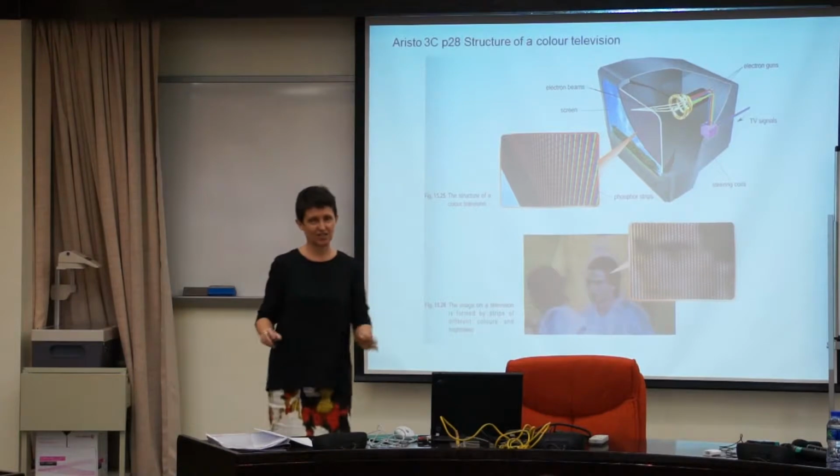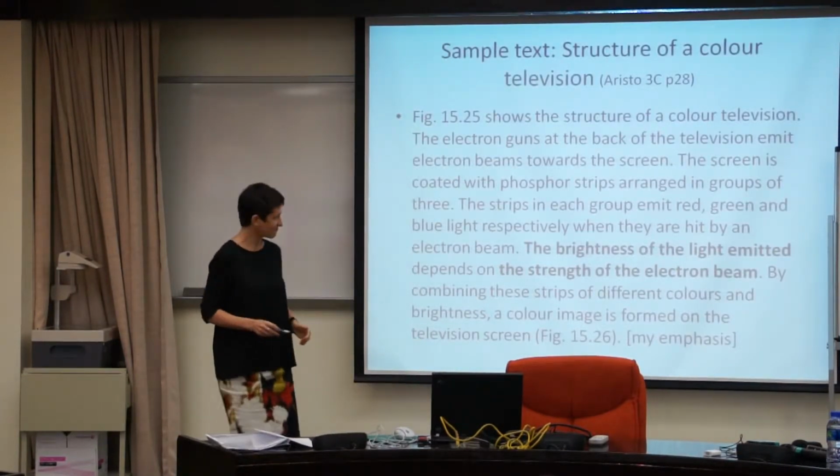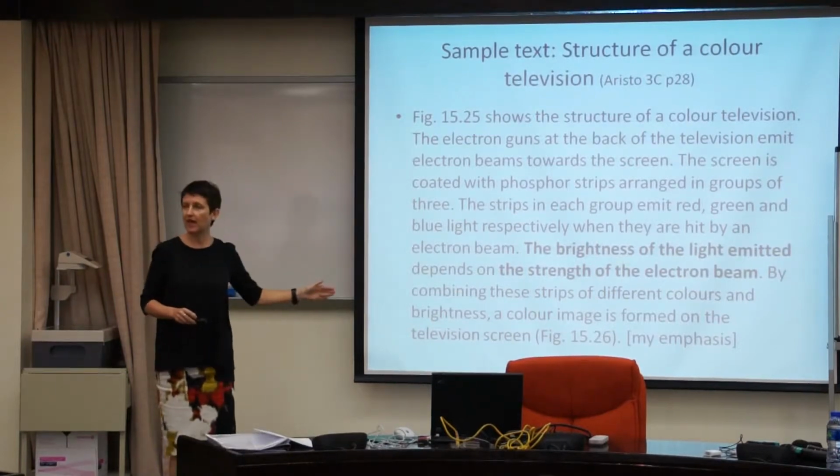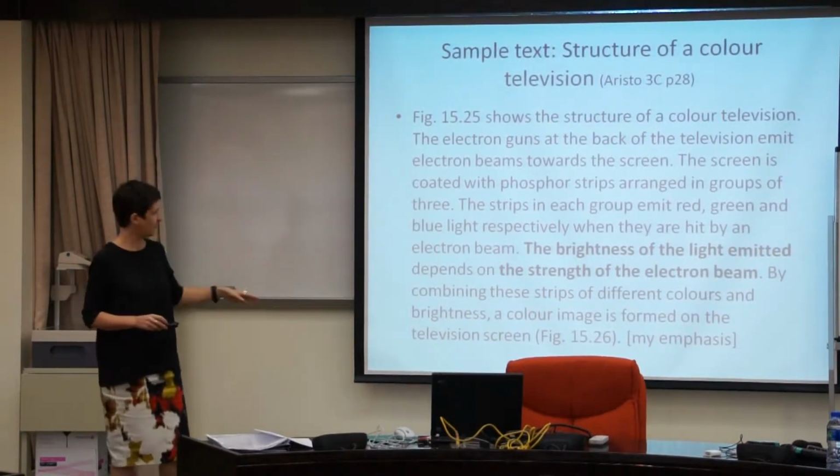Okay, I'm an English teacher, not a science teacher. It's my best effort, I'm afraid. Okay, this is what they get in the book accompanying that text, that figure.